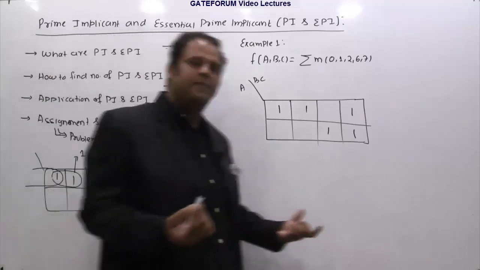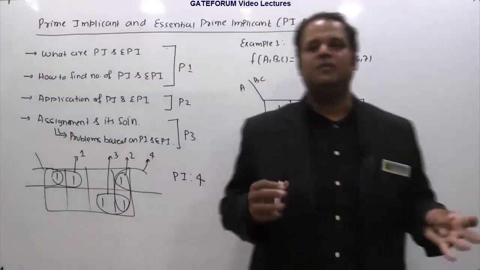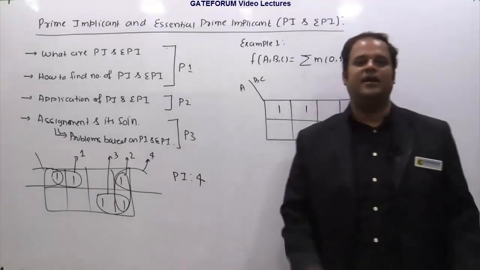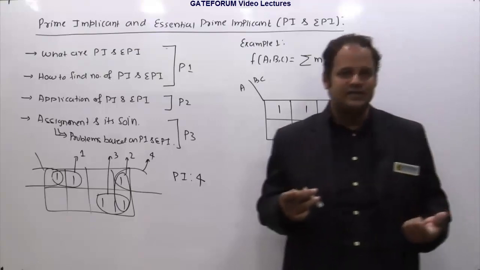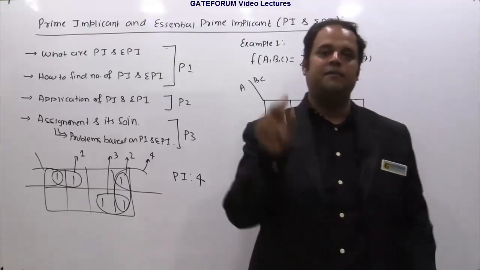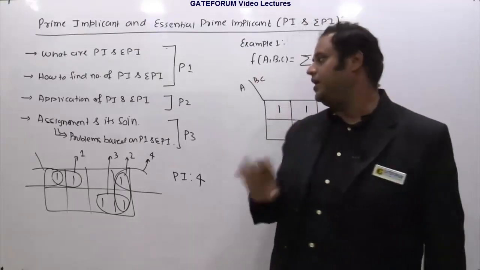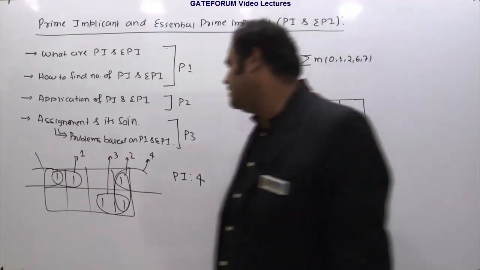So basically, what is a prime implicant? Somebody asks you, this is the maximum number of possible groupings that can be done in a K-map, including the redundant group. But while doing the redundant group, I should always make sure I am not putting a smaller group completely inside a bigger group. So that is what you should be careful about. Okay, so the number of prime implicants is 4.